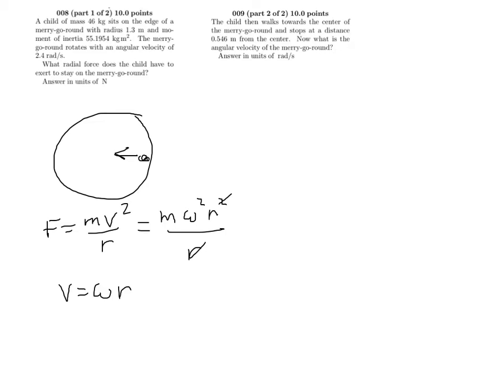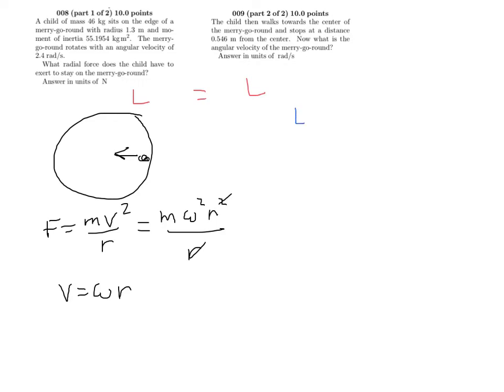Now for question 9, the child then walks towards the center of the merry-go-round and stops at a distance this far from the center. Now what is the angular velocity of the merry-go-round? So we have to assume this merry-go-round is frictionless and moving around on its own, but I have some angular momentum here that is going to equal the angular momentum later when he moves in towards the center. So the kid is actually going to be moving in towards the center, and you should have an instinct now that as he moves in towards the center, the merry-go-round should spin quicker.